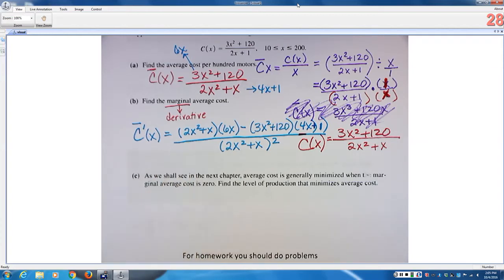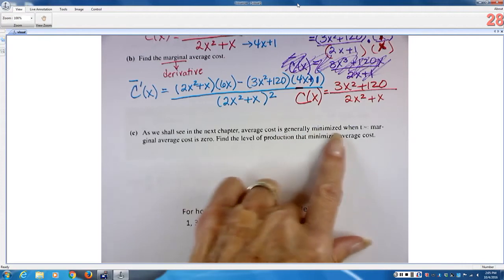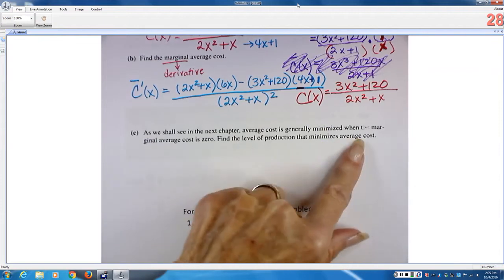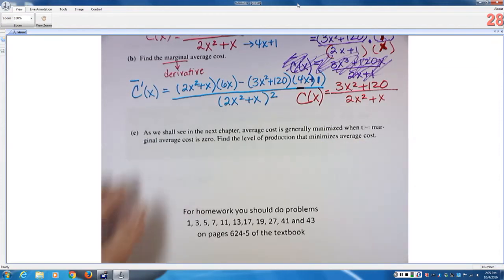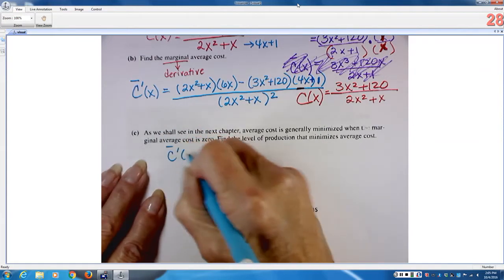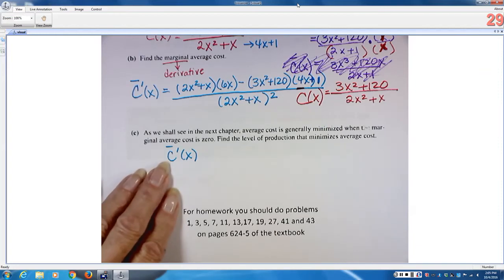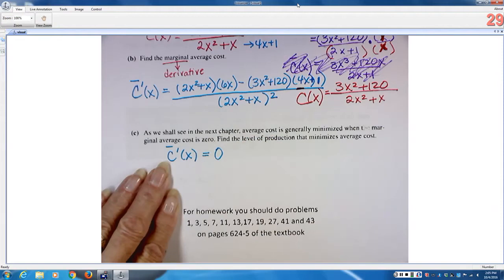And what they're actually going to do in reality is what they're about to ask us to do here. It says, as we shall see in the next chapter, average cost is generally minimized when the marginal average cost is 0. Find the level of production that minimizes marginal average cost. Okay, in other words, we're going to try to find where the marginal average cost, C prime average of x, is equal to 0.